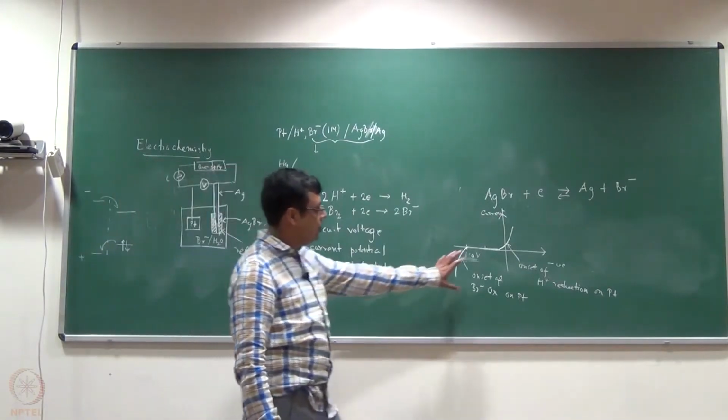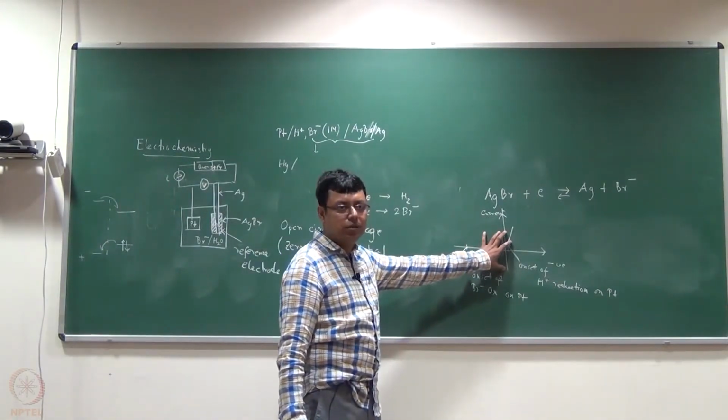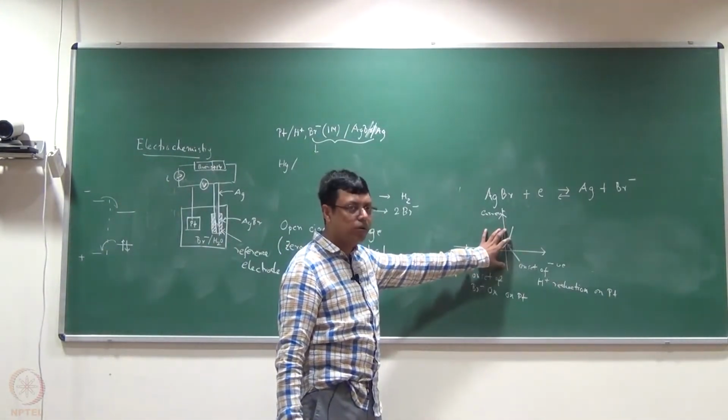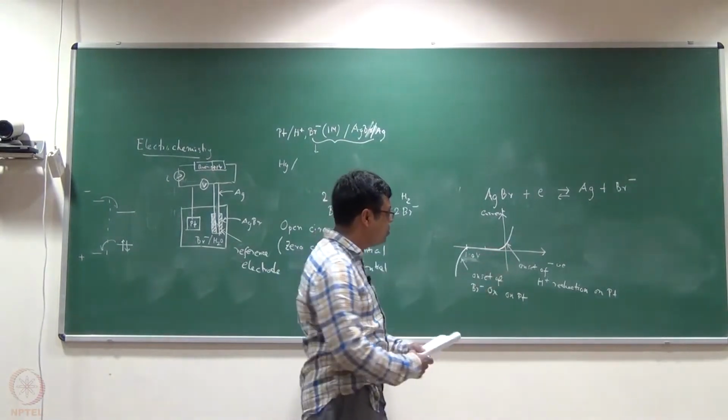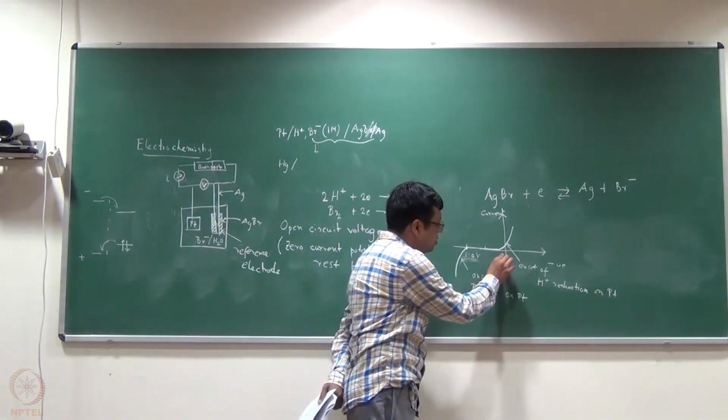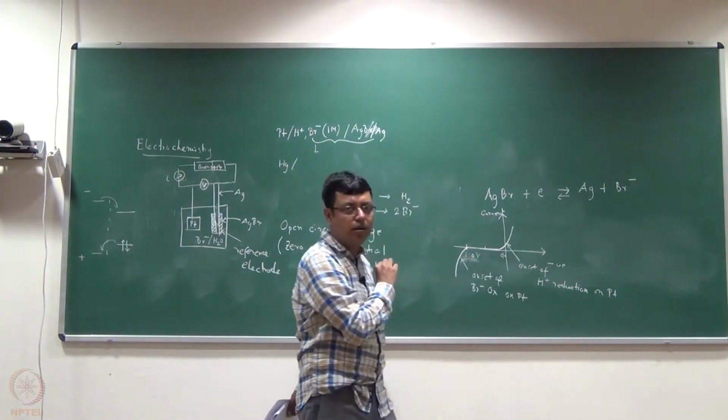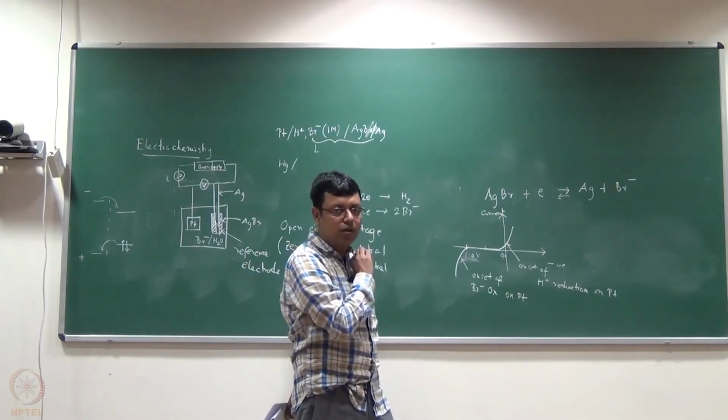Just think about this part. The onset of H plus oxidation, H plus reduction. That actually happened close to zero. This is basically, let's say, the zero point, zero of potential as well as the zero of current.